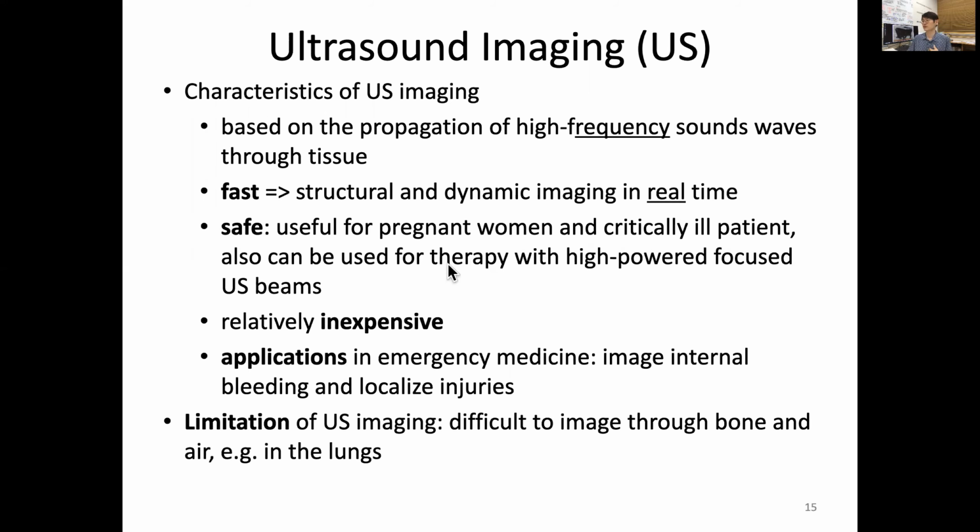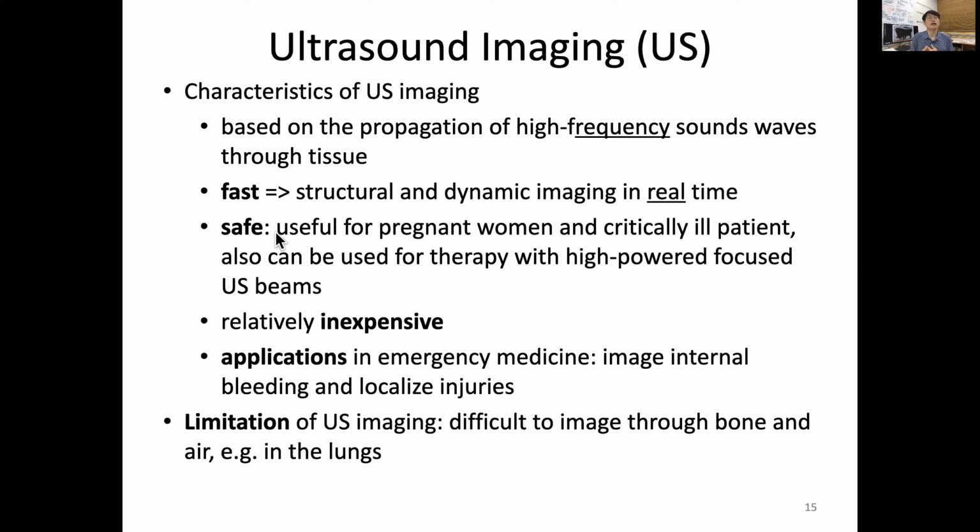And this can also be used for therapy with a high-powered focused ultrasound beam, which means we can increase the intensity of the sound wave and even focus the ultrasound using an ultrasound lens, and use that energy to even ablate stones inside our body, or for other therapy. So high-powered focused ultrasound is also useful. With tight control, this in general is pretty safe.